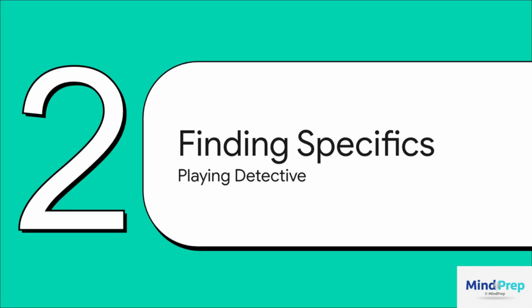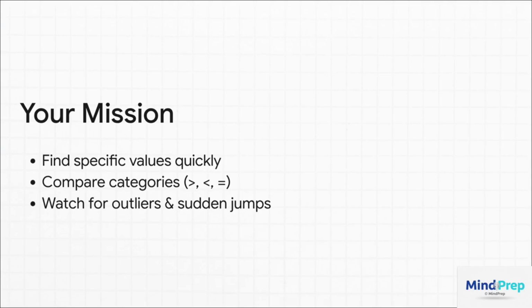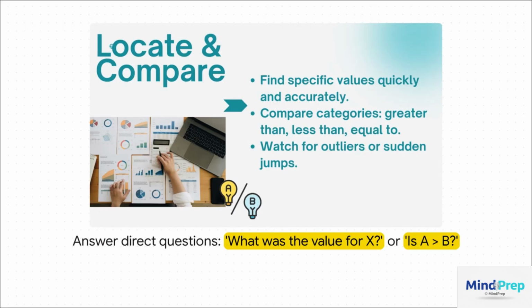Okay, so once you've got your bearings, it is time to put on your detective hat. Let's move on to our second step, finding specifics. Now, the crucial thing here is that we're shifting from a passive scan to an active investigation. Your mission, should you choose to accept it, is to pull out the facts, find specific values, make simple comparisons. Is this number bigger than that one? And always, always keep an eye out for anything that breaks the pattern, like a crazy outlier or a sudden jump.